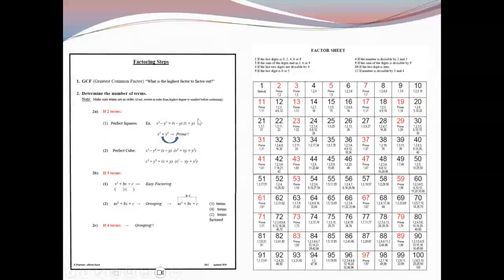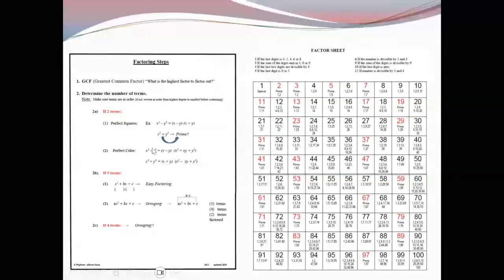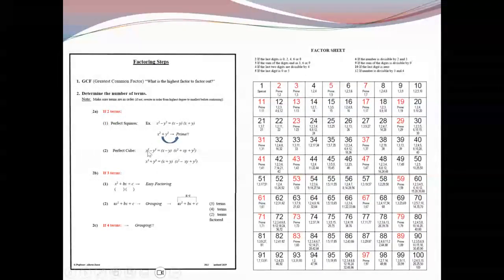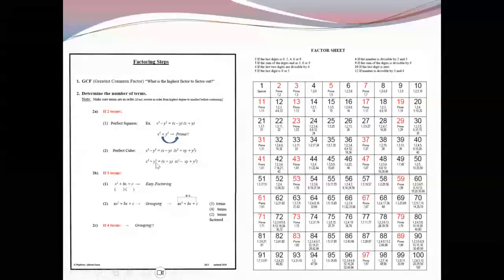So in today's workshop, I'm going to go over all these steps in detail, from step 1, which is the GCF, and then step 2 is to determine the number of terms. And note, make sure that the terms are in order. If not, rewrite them in order from the highest degree to the smallest degree. And then if it's 2 terms, either it's going to be perfect squares or perfect cubes. And here are the examples that I'm going to go over. For example, the difference of 2 perfect squares, and if it's a plus, it's going to be prime. And for the perfect cubes, this is the difference of 2 perfect cubes and the sum of 2 perfect cubes.